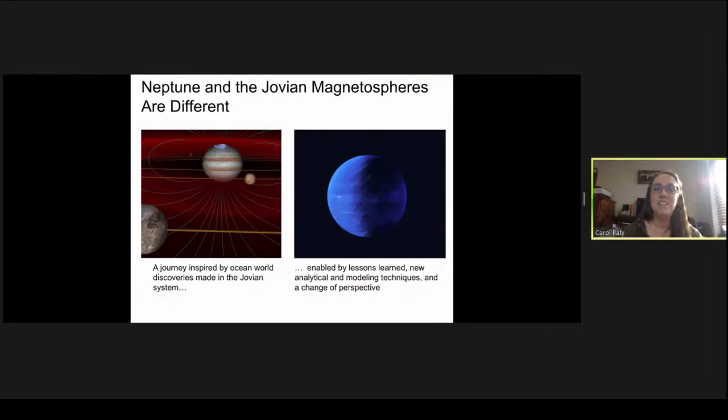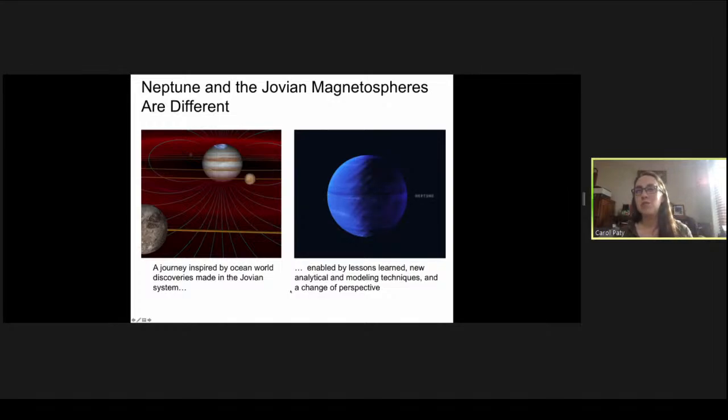Jupiter and Europa, I'm sorry, helped us learn so much about the potential for ocean worlds and icy ocean worlds in the outer solar system. So this journey that we've mapped out with the Trident mission is one that was inspired by ocean world discoveries made in the Jupiter system. But it's really been enabled by what we've learned at Neptune and about Triton. And it's just going to be an incredible opportunity to study this incredible world.